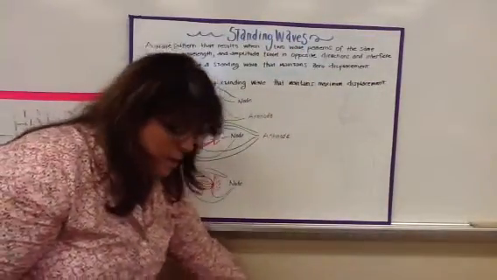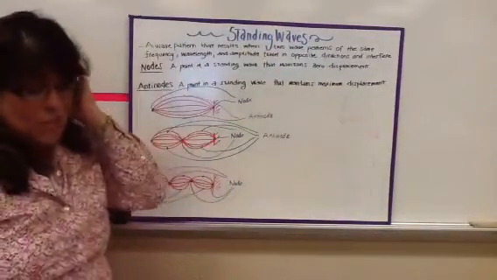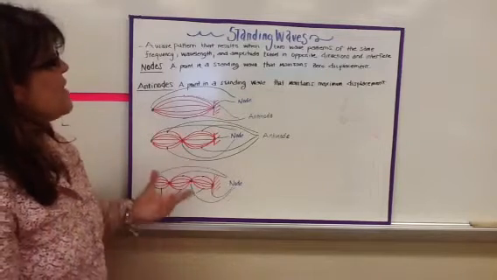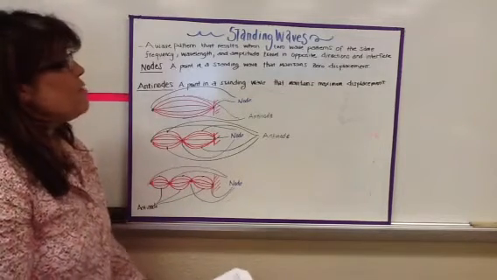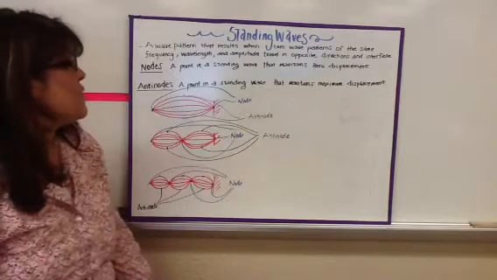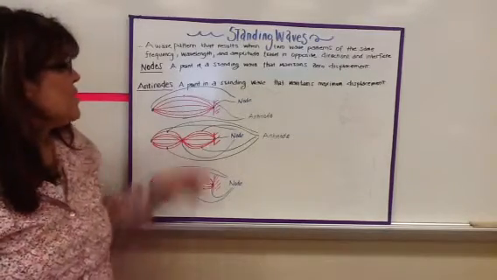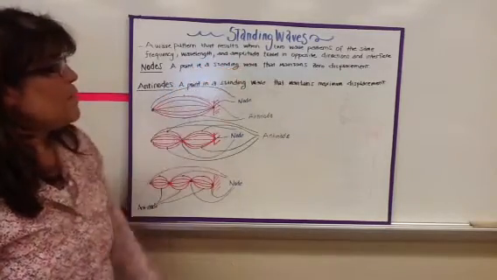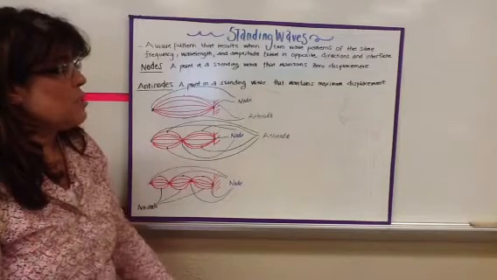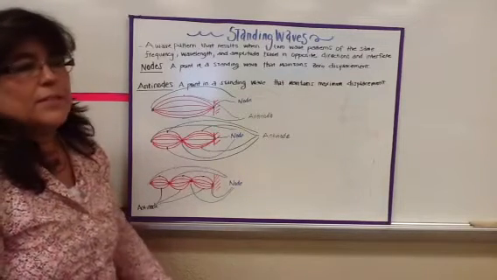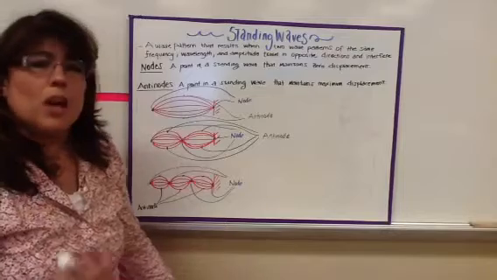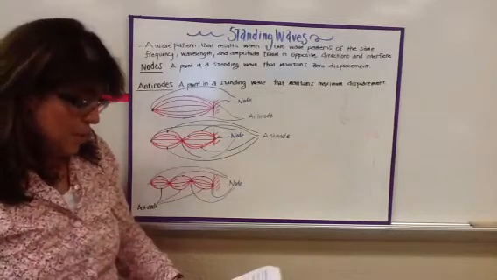Okay, and now our last thing that we're going to talk about is what's called a standing wave. A standing wave is just a wave pattern that results when two wave patterns of the same frequency, the same wavelength, and the same amplitude travel in opposite directions. An example of this would be a guitar string. That would be a good example.